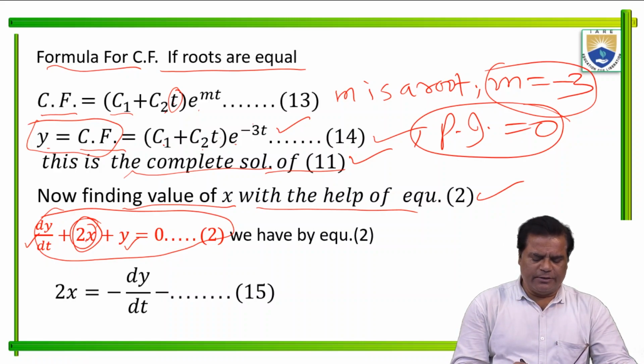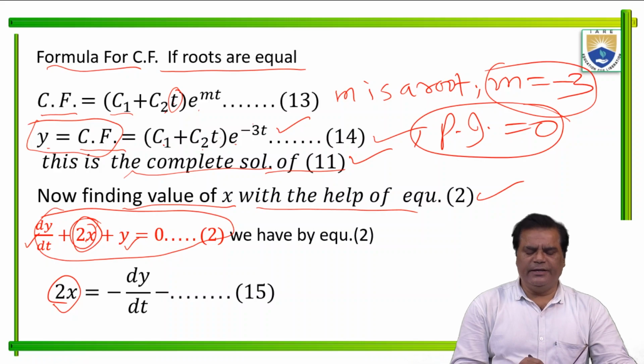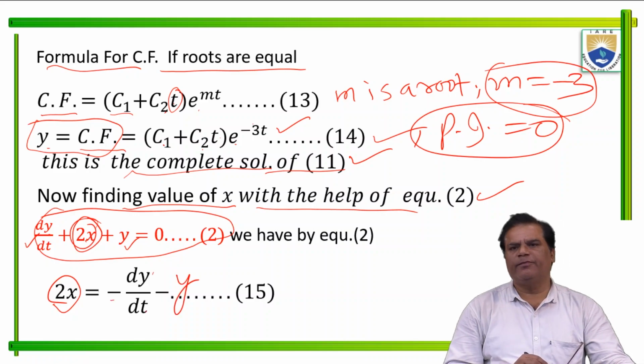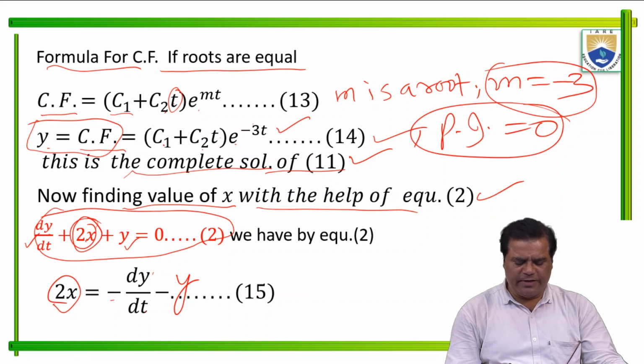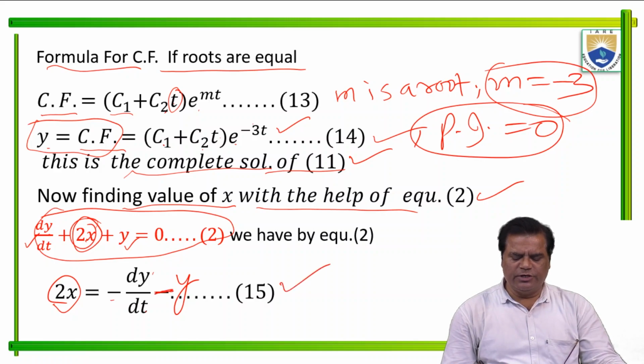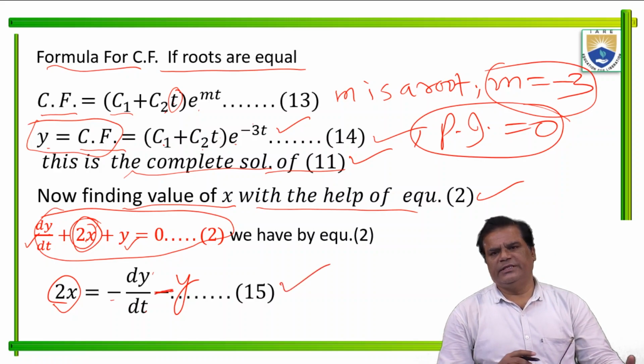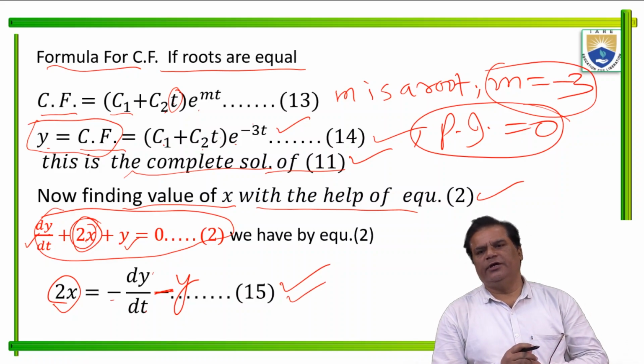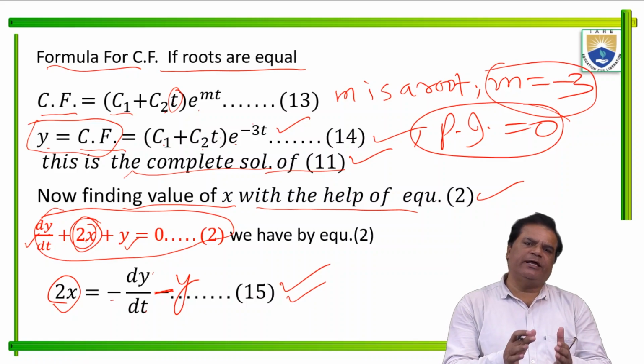So I am taking 2x on the left hand side and the other terms on the right hand side: minus dy by dt and minus y. This is equation 15. With the help of equation 2, we find equation 15, in which the x variable is separate.